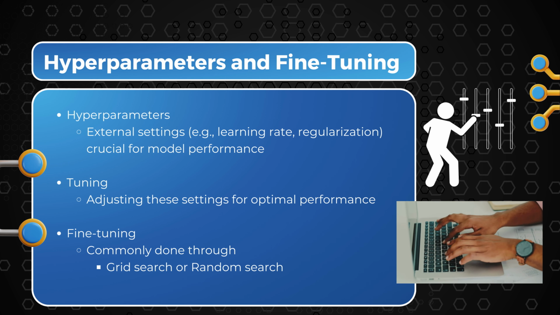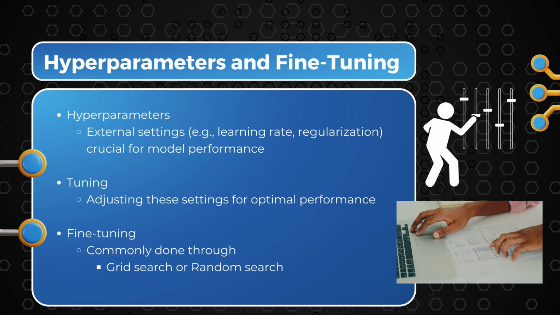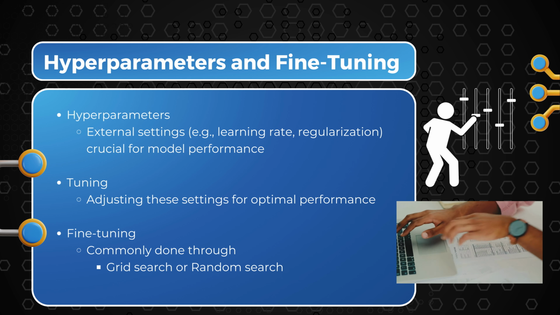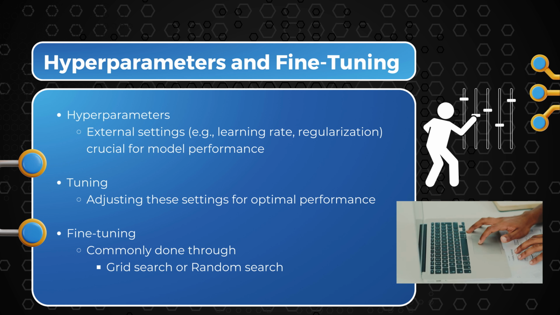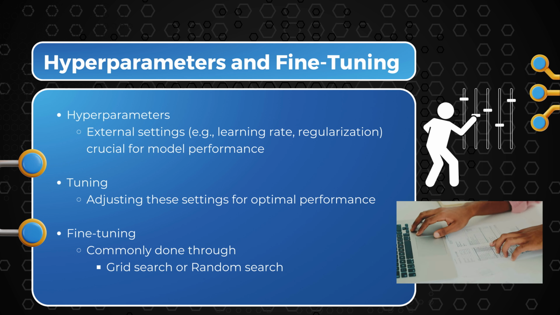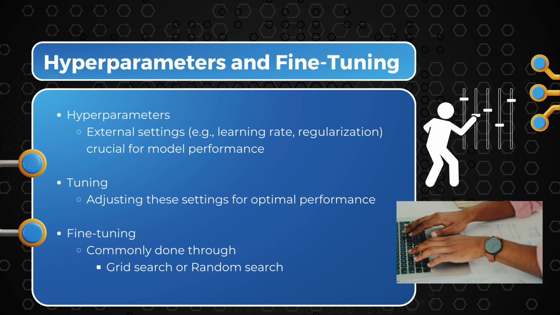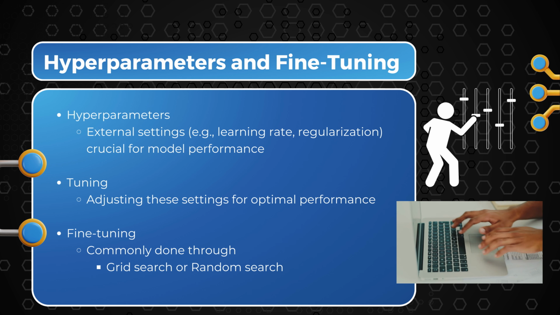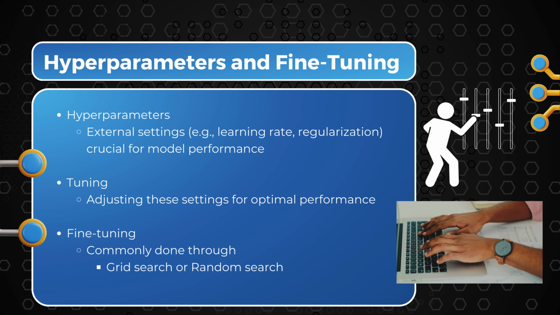Hyperparameters are external settings for machine learning models, not learning from data. Examples include learning rate, regularization strength, or kernel type. They are crucial for model performance and set by practitioners. Fine-tuning involves adjusting hyperparameters for optimal model performance. This is often done through techniques like grid search or random search.